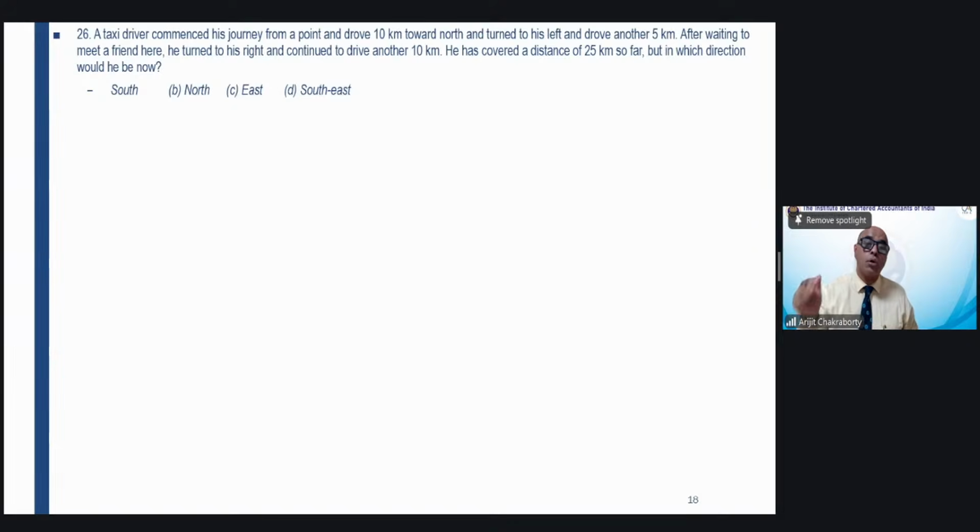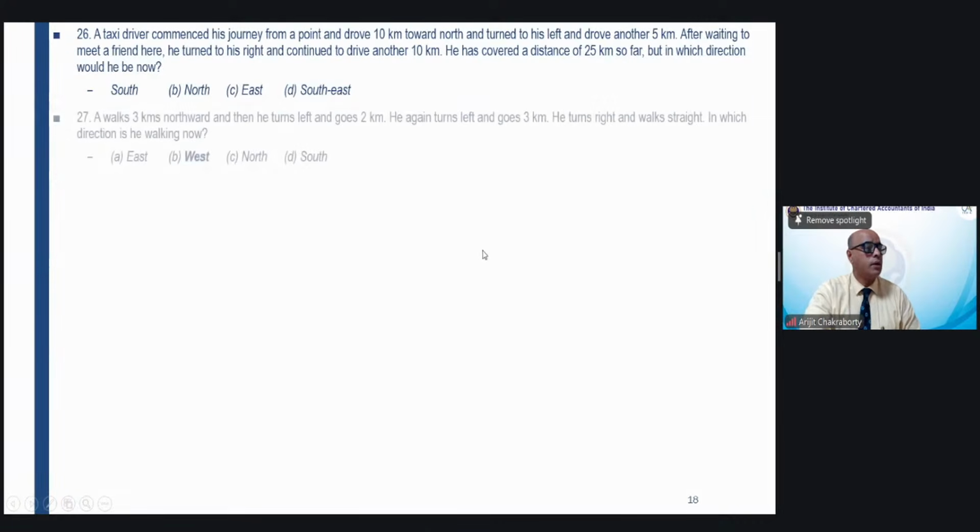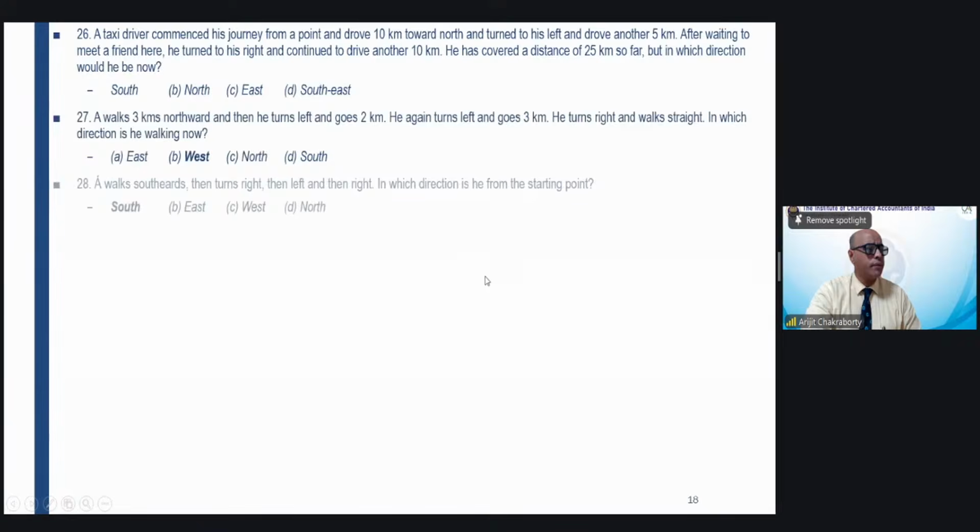Ideally, he is in the northwest direction. Ideally, if you see, because the direction is 10 kilometers north, 5 towards the west, and again 10 kilometers towards the north, it is not exactly, it's an ordinal position, midway between north and west. So now, since we don't have northwest as an option, we will take the nearest answer. That means he is basically towards the northern side, more towards the northern side. 27th question is similar. Let us take number 28.